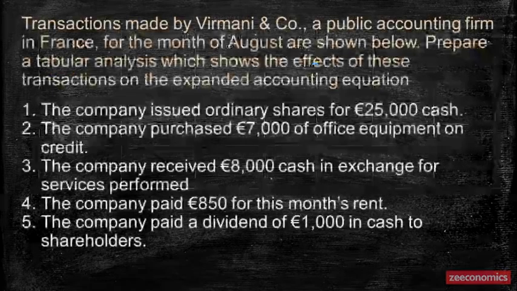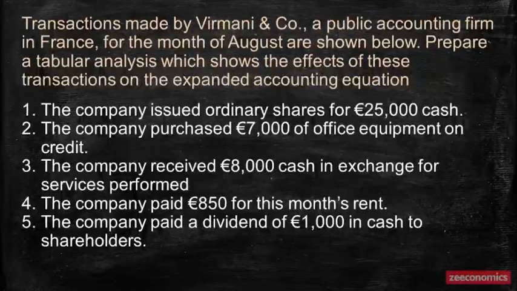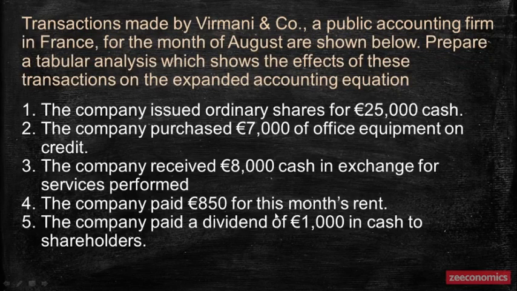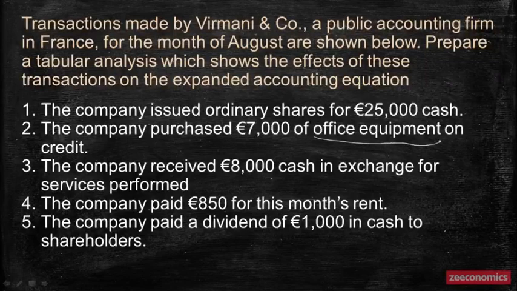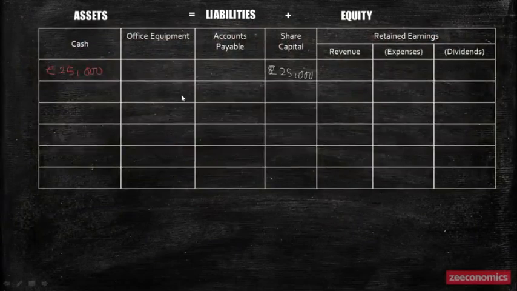Now let's proceed to transaction number 2. The company purchased 7,000 of office equipment on credit. It means that there is an increase in assets in the form of office equipment for 7,000 euro. But since they are not using their cash, there is no decrease in cash. But on the other hand, this transaction caused an occurrence of liabilities. So how do we input this?